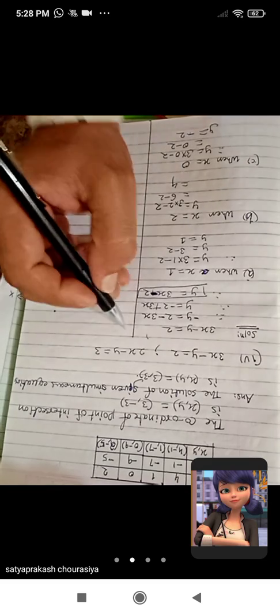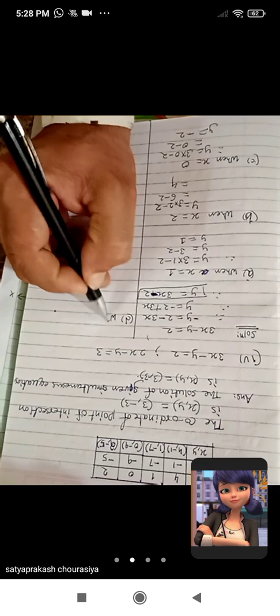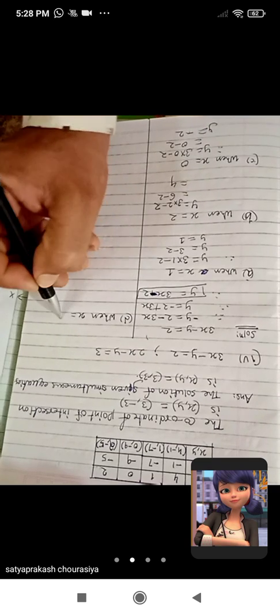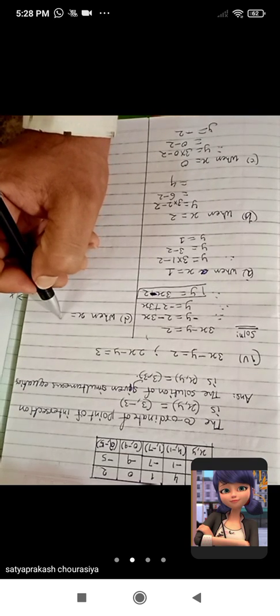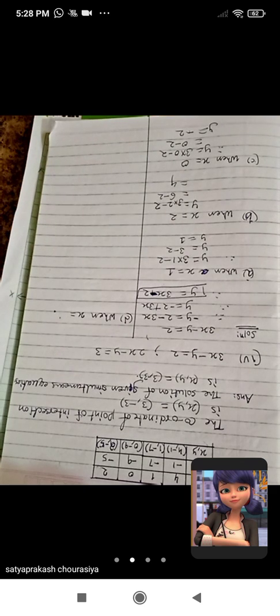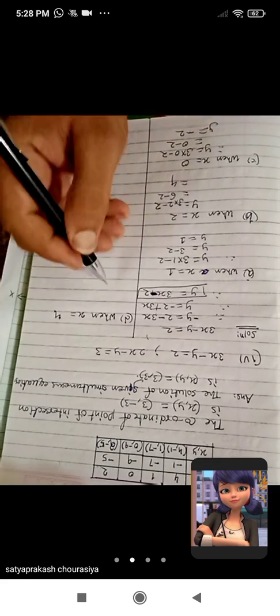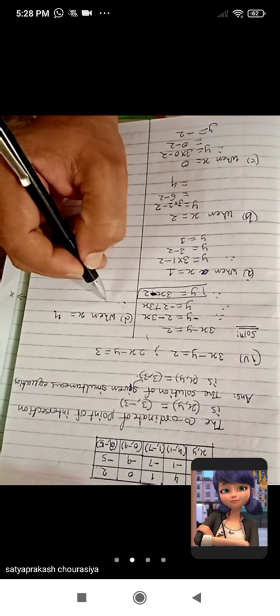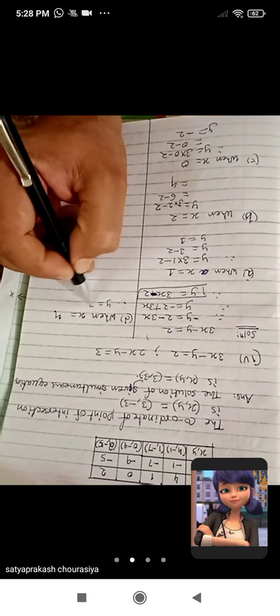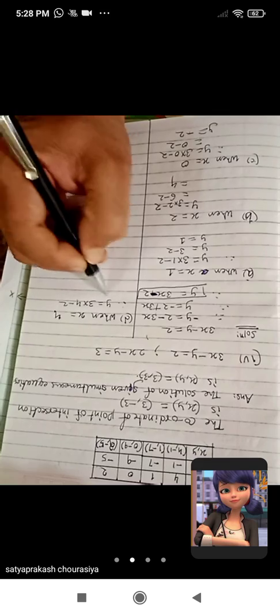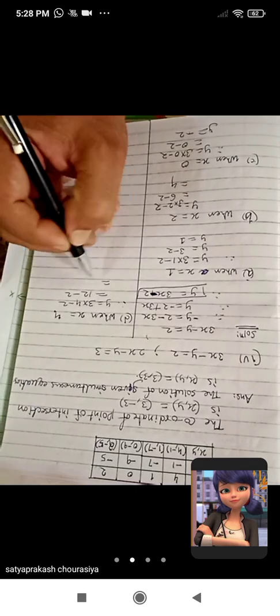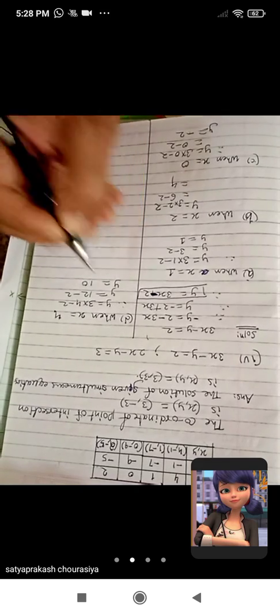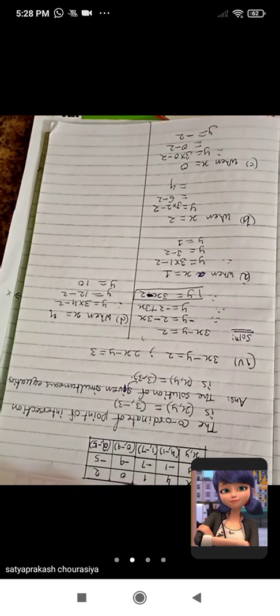Now the last value for this equation, when x is equal to 4, therefore y is equal to 3 into 4 minus 2, which is 12 minus 2, equal to 10. Okay student, now observe the points.